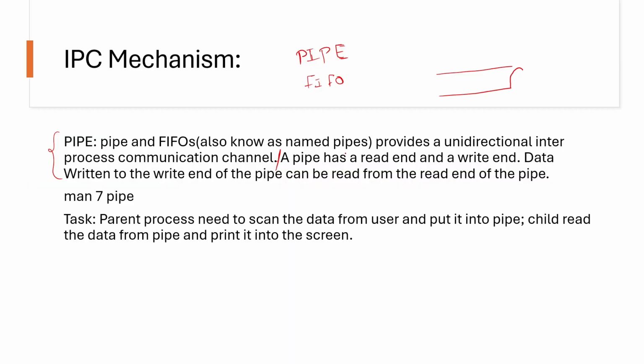Pipe and FIFOs provide a unidirectional inter-process communication channel, and a pipe has a read end and a write end. A pipe has two ends: one is the read end and the second is the write end. The write end is used to write the data into the pipe, and the read end is used to read the data from the pipe.